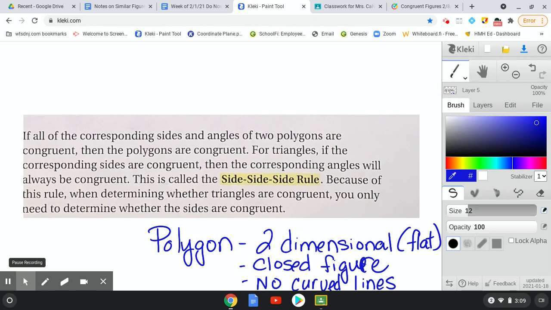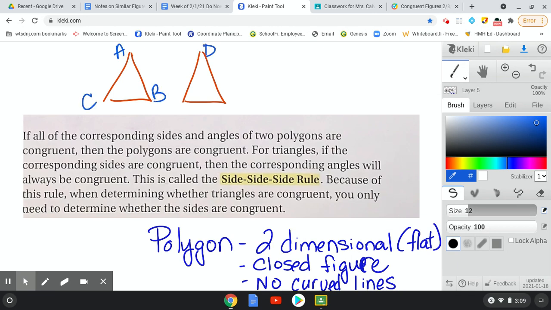If all corresponding sides, and we learned about corresponding sides in the earlier video, and angles of both polygons are congruent, meaning same size, same shape, then that means the polygons are congruent. So for triangles, let's say I had two triangles. And I'm not great, but you're going to pretend they're pretty much the same. So let's say I had triangle ABC and DEF.